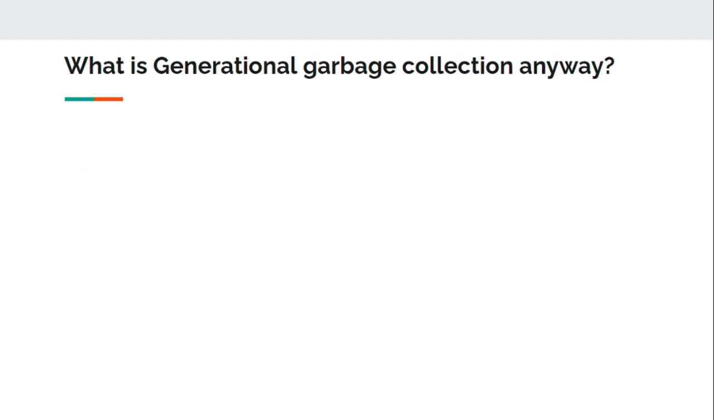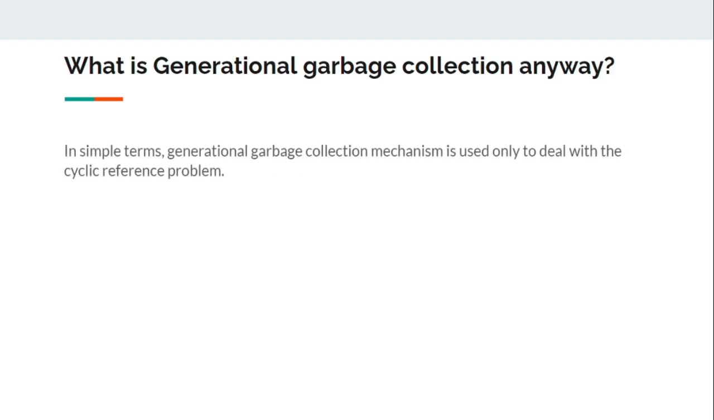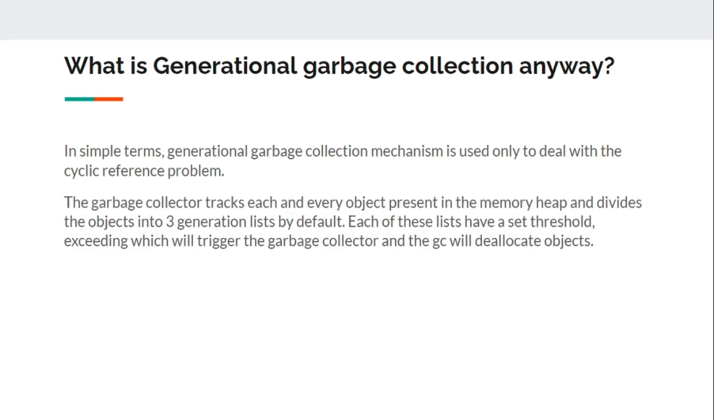So what is generational garbage collection anyway? In simple terms, generational garbage collection is a mechanism using which the Python memory manager focuses on dealing with reference cycles. So it is only for circular references. The garbage collector is implemented in the gc module in Python. I'll show you the code examples of the gc module. So the gc module is something that implements this particular algorithm.